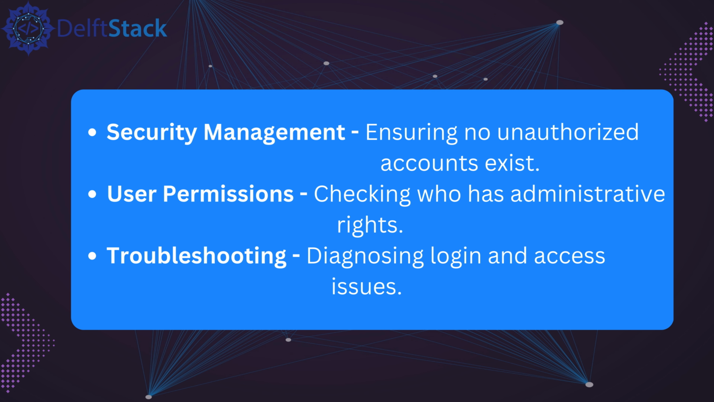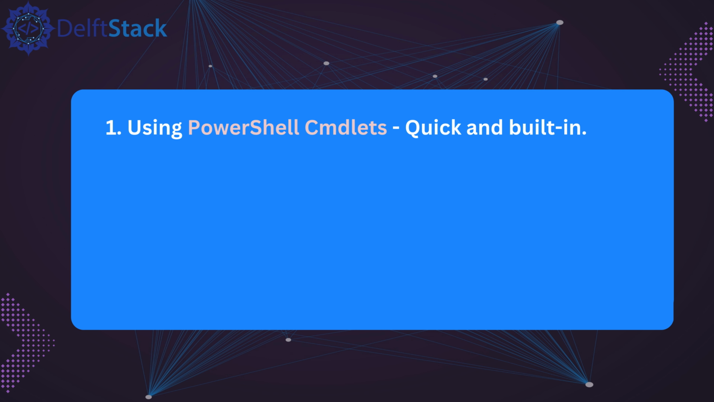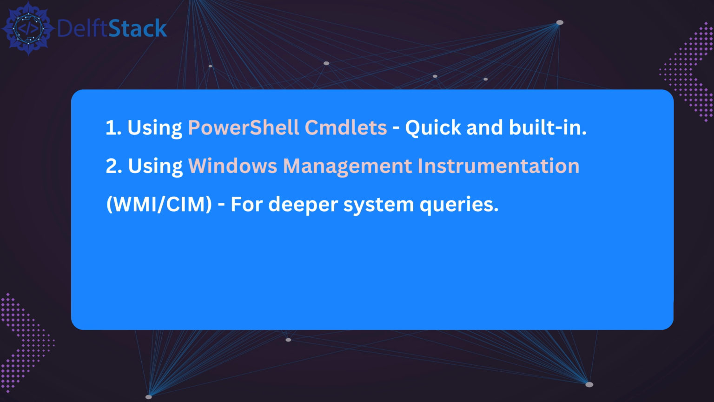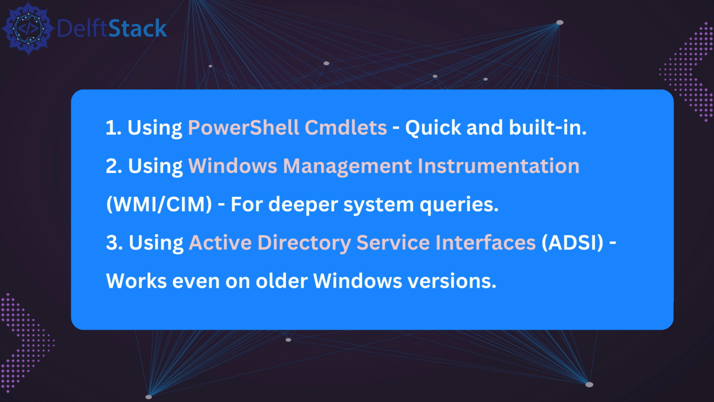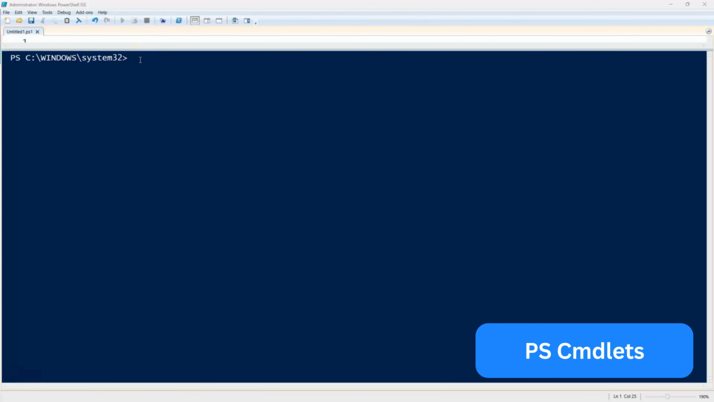Now that we understand why, let's take a look at the methods we'll be using. We'll cover 3 different ways to list local users and groups in PowerShell. First, PowerShell cmdlets. These are the easiest built-in commands to retrieve user and group information. Second, Windows Management Instrumentation or WMI and its modern equivalent CIM. These provide deeper system queries and more detailed data. Third, Active Directory Service Interfaces, also called ADSI. This method is useful for older Windows versions and advanced scripting. Now let's start with the simplest method, PowerShell cmdlets.